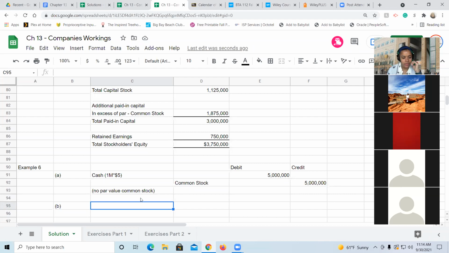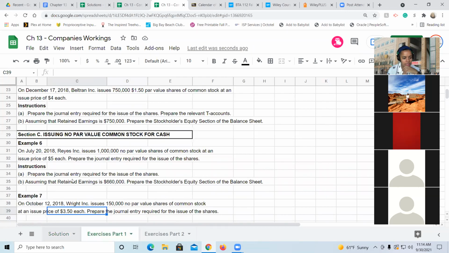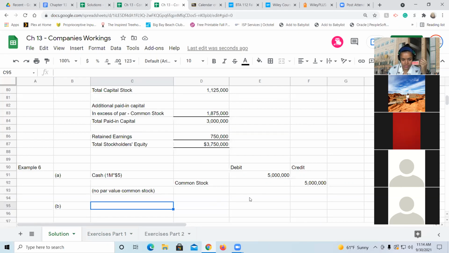All right. So then we look at the B part, which says, assuming that retained earnings is 660,000, prepare the stockholders' equity section of the balance sheet. So we're back in the same boat as before. So common stock is, and I'll just do it because the more you see me doing it, hopefully the more comfortable you'll get with it, and eventually we'll get to a point where I'll ask you to do it, but we're not at that point yet. So Reyes Inc., right? Again, balance sheet, and it's a partial balance sheet.